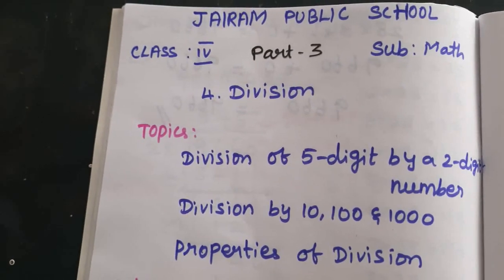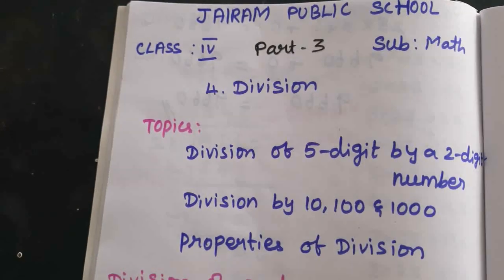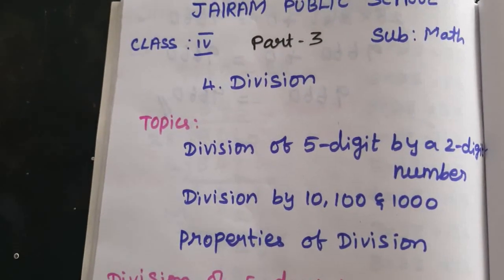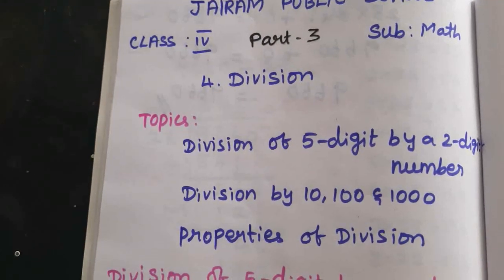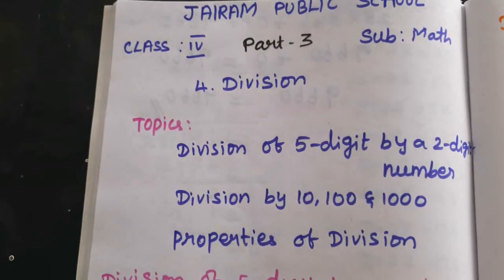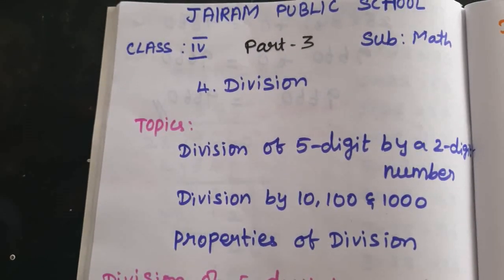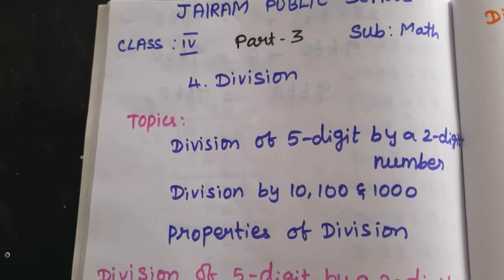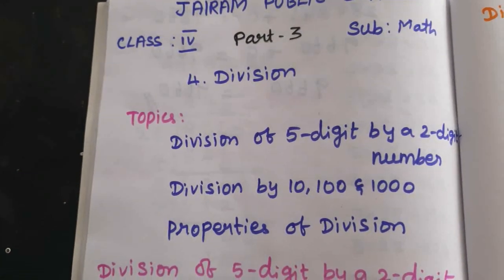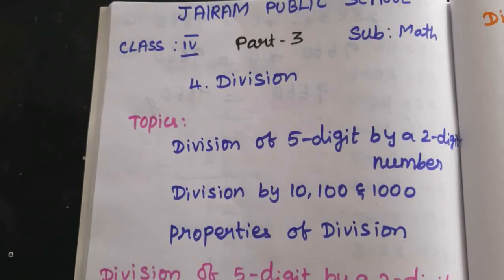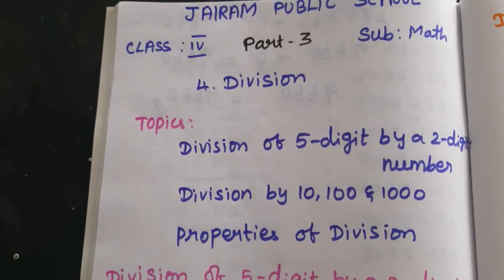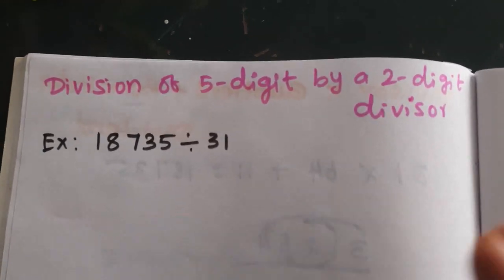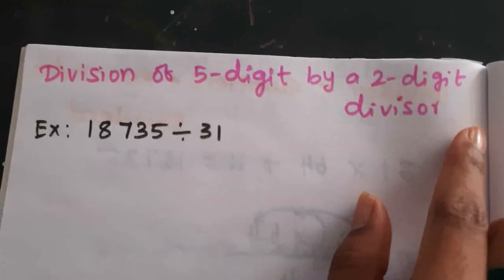Previous session we discussed the introduction of division by one digit and two digit divisors. I hope everyone understood that concept clearly. Now we start the new topic: division of 5 digit by a 2 digit divisor, division by 10, 100 and 1000, and properties of division. So the first topic is division of a 5 digit number by a 2 digit divisor.